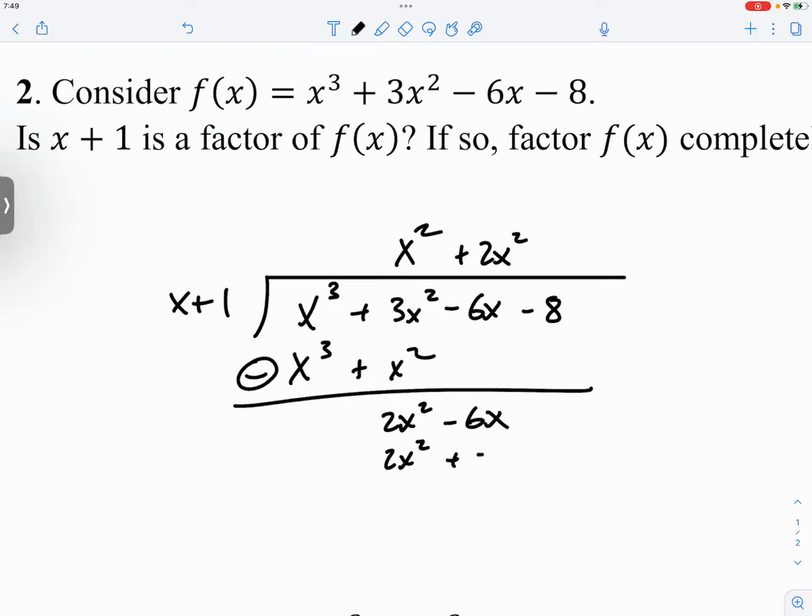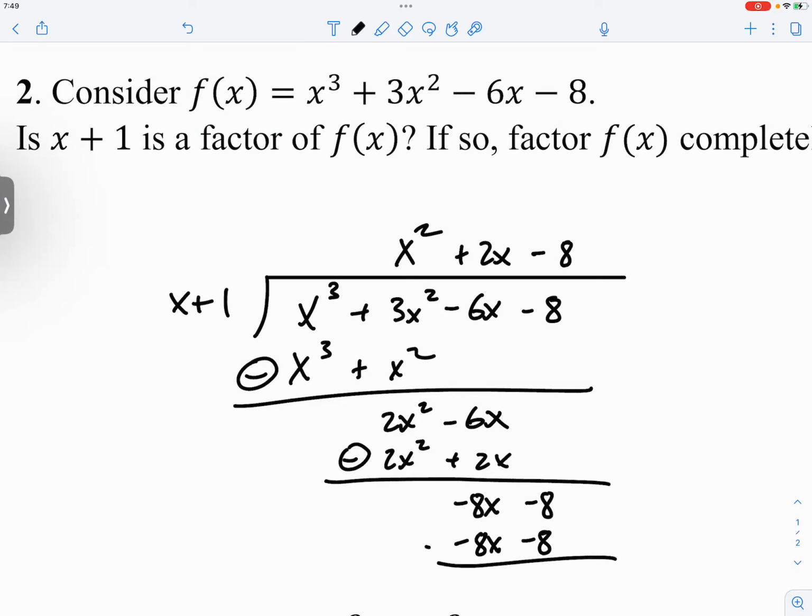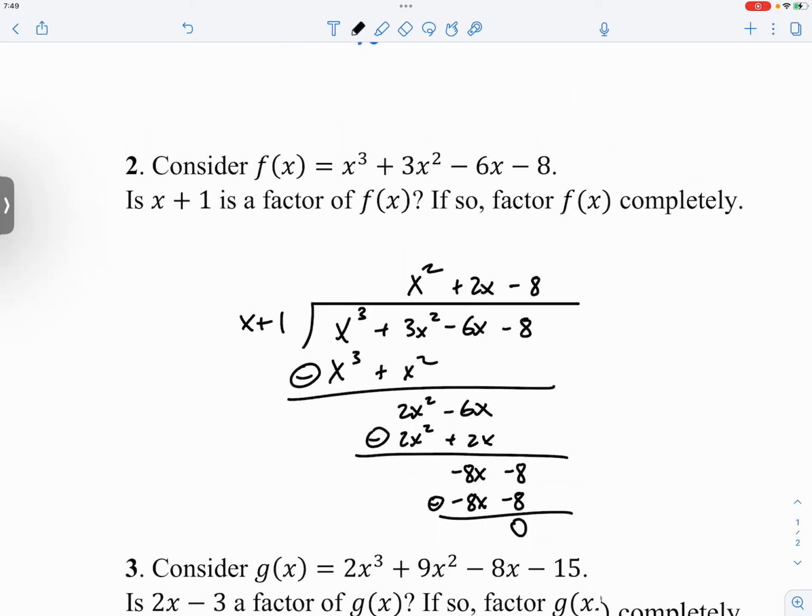And if you need to make a mistake, sorry, oh, hold on. I meant 2x, not 2x squared. If you need to make a mistake, the time is now, not later. And I would tell you that I make plenty of mistakes here on the topic of long division. All right, so we have minus 8x minus 8, subtraction. So we do have a remainder of 0.